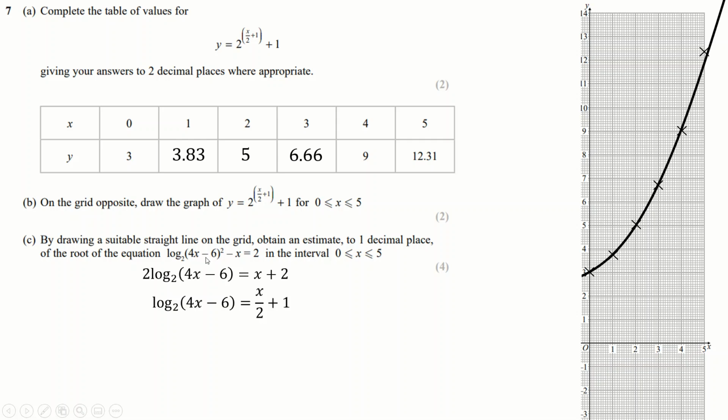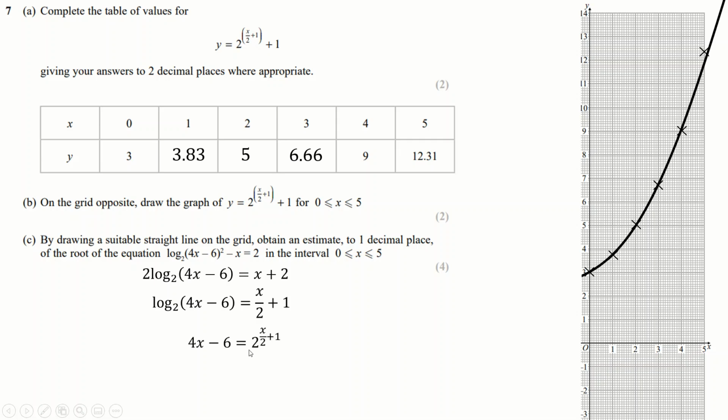Now the reason I'm doing this is because I don't want to see any logs. I want to see powers. So I kind of isolated the log. That was my idea here. I isolated this log. I wanted to get rid of the square because that just feels very natural to do. But I want to isolate the log, so now I can do 2 to the power of both sides. Now as soon as I got to this line though, I was very happy that I was doing the right thing, because this of course here equals this.